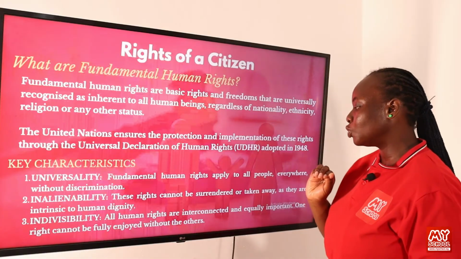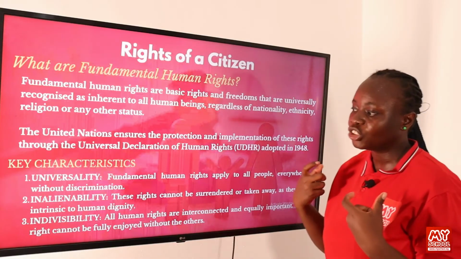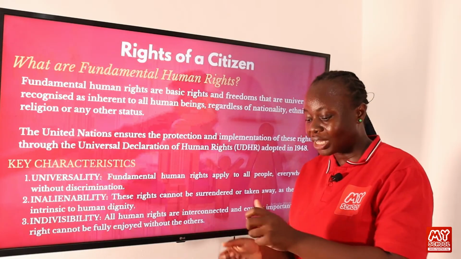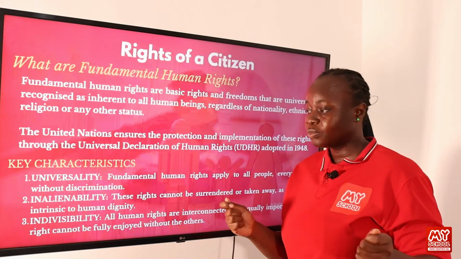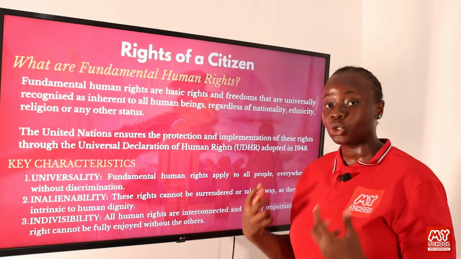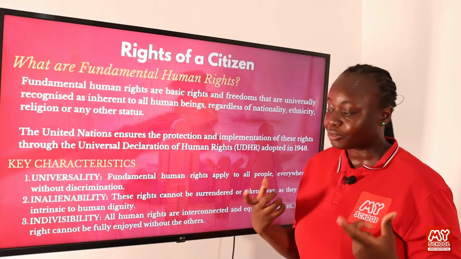Then it is also inalienable. So these rights cannot be surrendered or taken away, as they are intrinsic to human dignity. So you can't take away the right from the person. It is intrinsic to all human beings to ensure that all human beings have dignity and respect.